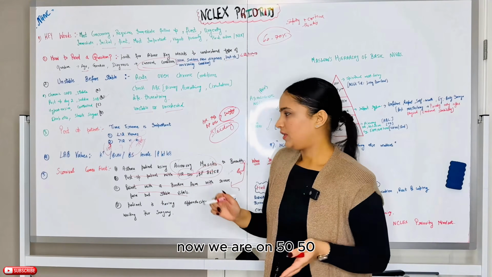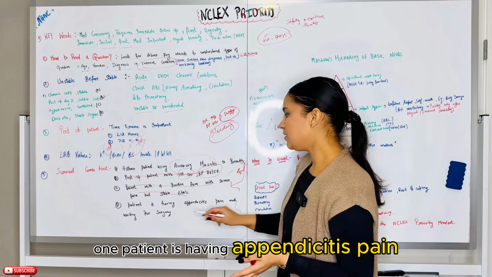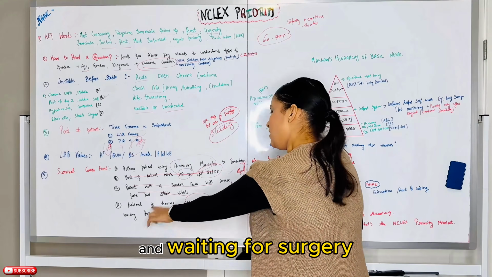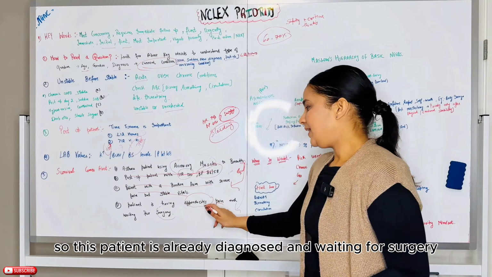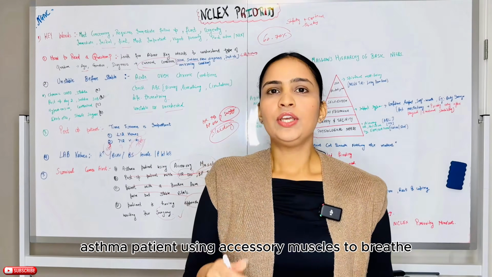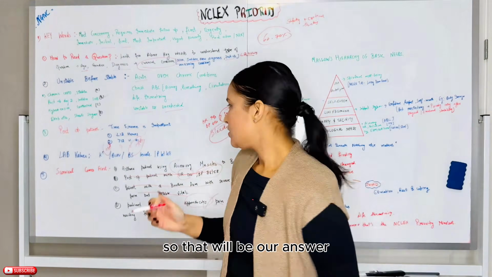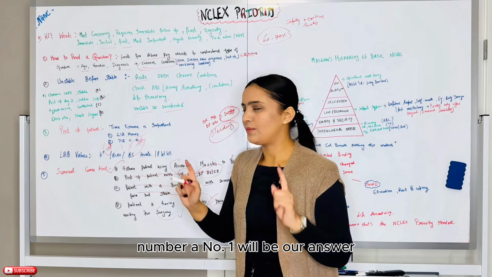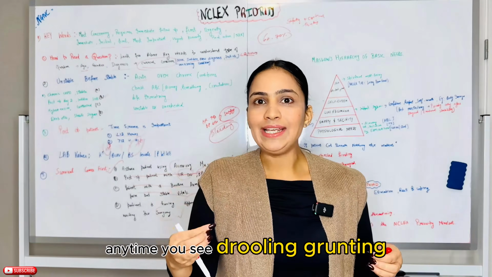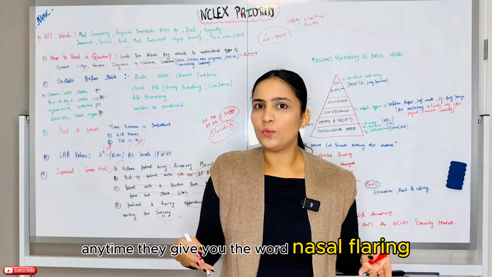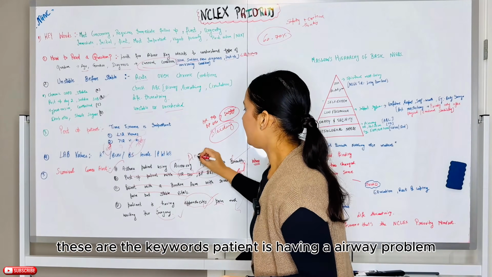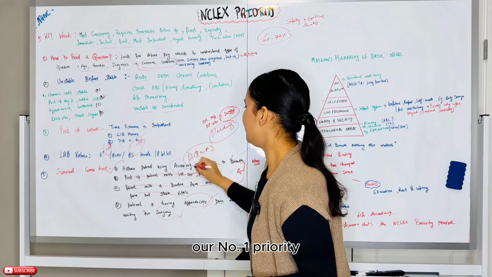Now we are at 50-50. We will be comparing the first option to the last one. Patient is having appendicitis pain, which is very severe pain, and waiting for surgery. So this patient is already diagnosed and waiting for surgery. On the other hand, we have an asthma patient using accessory muscles to breathe. So that will be our answer. Number A, number 1 will be our answer. So using accessory muscles, anytime you see drooling, grunting, anytime they give you the words nasal flaring, these are the keywords. Patient is having an airway problem, our number 1 priority.